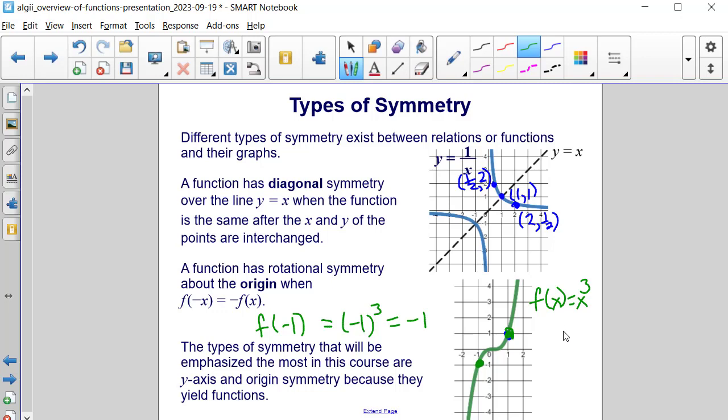That would have been the same thing if we would have just taken this point, 1, 1, and put the negative 1 in for x, and then just switch the sign of the y coordinate. And that does hold true. The types of symmetry that will be emphasized the most in this course are the y-axis and the origin symmetry because they yield functions always.